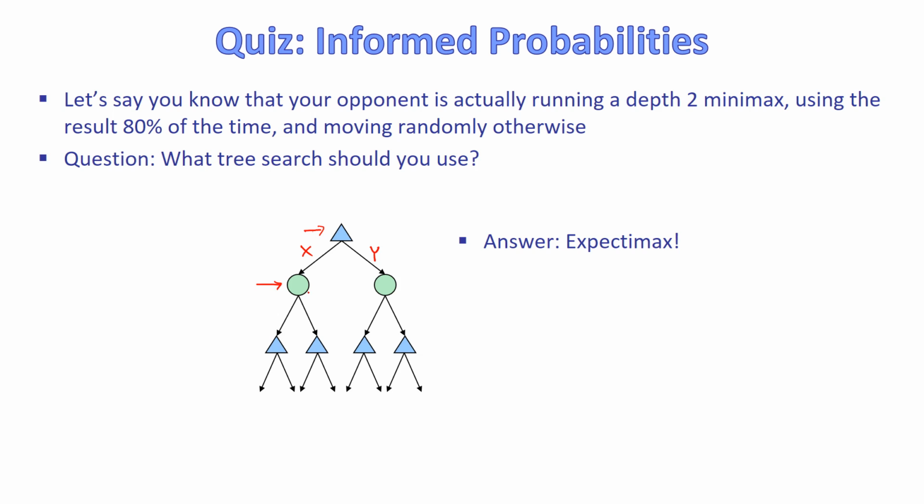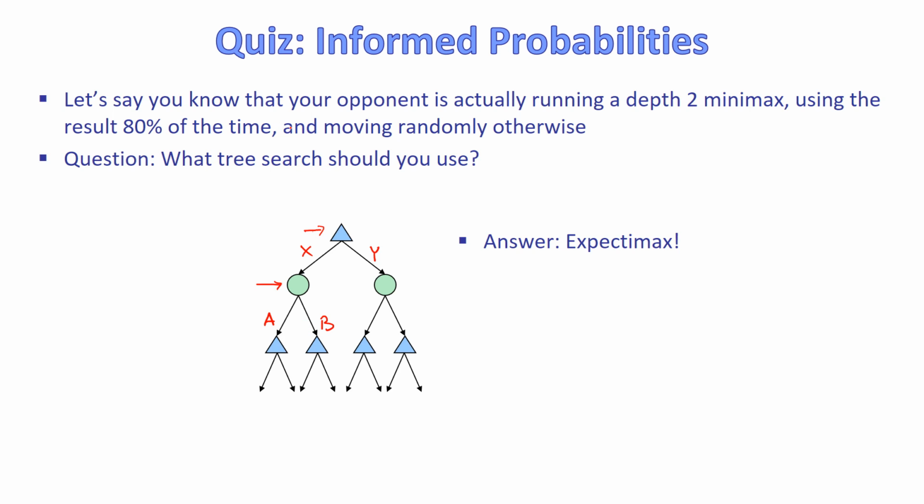Now, the question is, for each of these chance nodes, what are the probabilities? We know that 80% of the time the opponent will make a depth 2 minimax move, and 20% of the time the opponent will be completely random. Now, let's assume for now, just for simplicity, that we don't have this 80%. The opponent is always making random decisions, and we know that the opponent has two decisions, A and B. What should be the probability in this case?